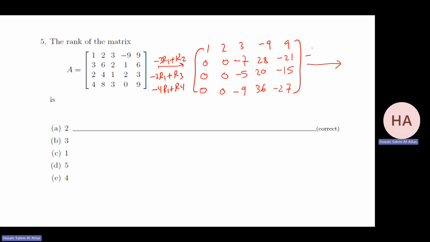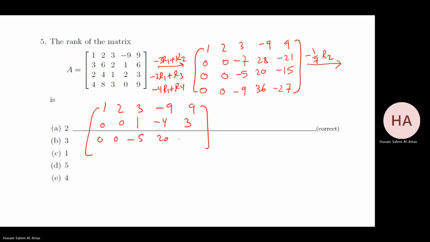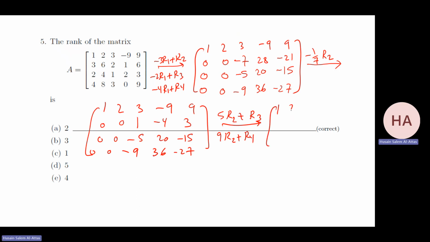Now divide the second row by minus 7, to get 1, minus 9, 9. They have 1, 0, 0, 1, minus 4, 3, and the rest are the same. Very clear. Now multiply the second row by minus 5 and add it to the third row, and multiply the second row by 9 and add to the fourth row. So the third row and the fourth row will be 0, 0, 0.